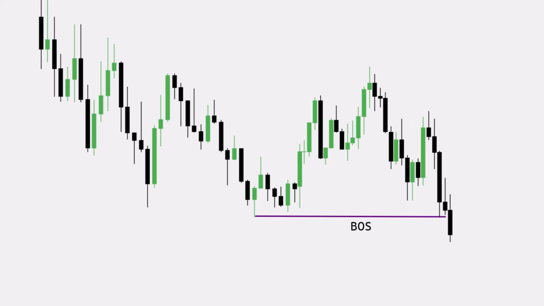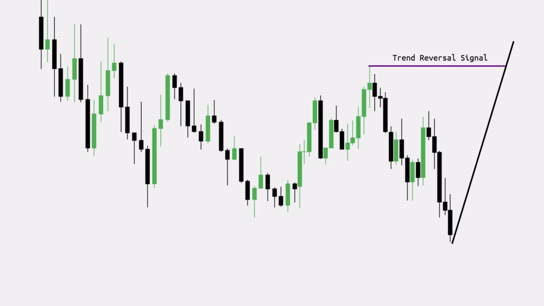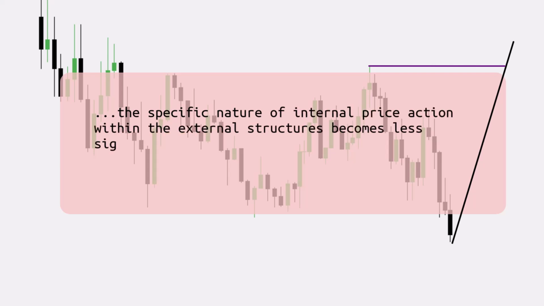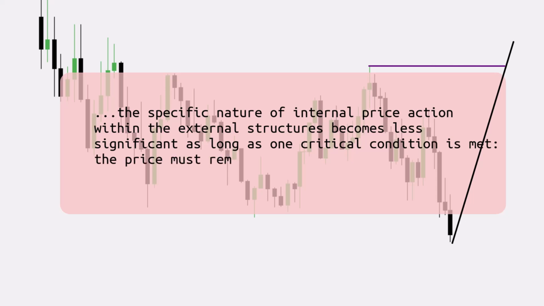Notice that when the price breaks below the major low to the downside, it creates what traders recognize as a break of structure. This signals a continuation of the bearish trend. However, if the price climbs above the major high, we will interpret this as a potential trend reversal signal, a significant shift from bearish to bullish momentum. To simplify this concept, the specific nature of internal price action within the external structures becomes less significant as long as one critical condition is met. The price must remain below the most recent major high. As long as this condition holds true, we can confidently consider the price to be in a bearish state.